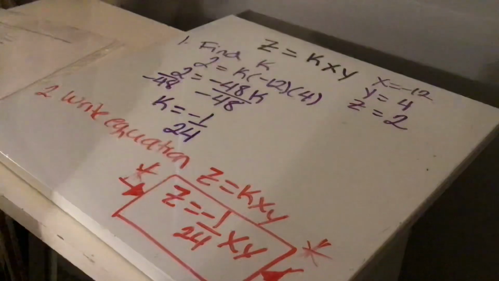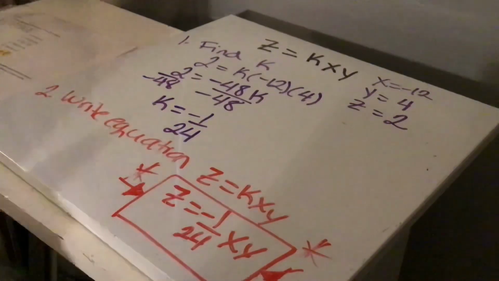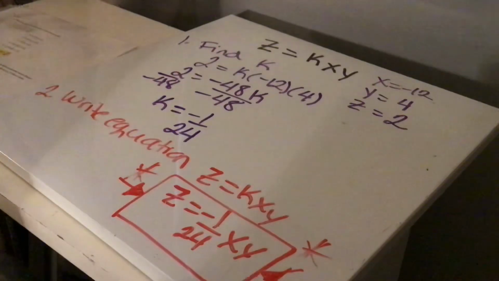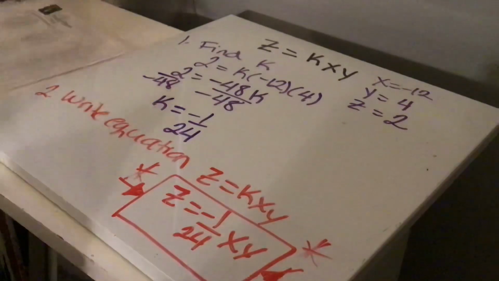All right, so that is joint and inverse variation. A little bit of direct variation, but we learned that back in chapter 2.